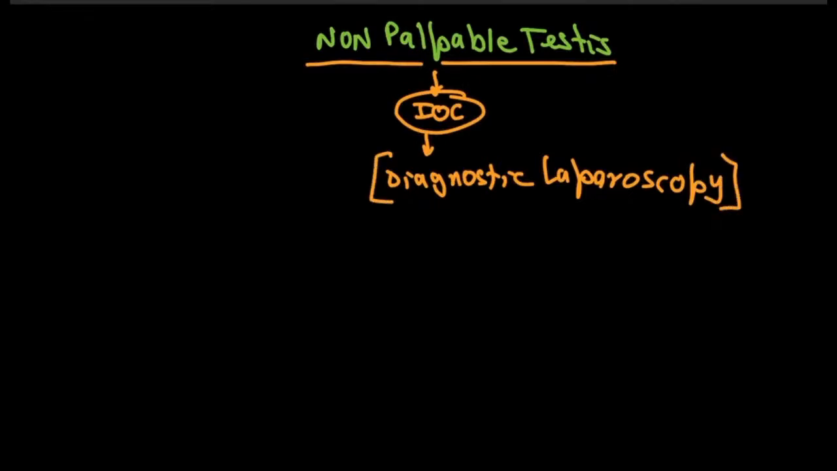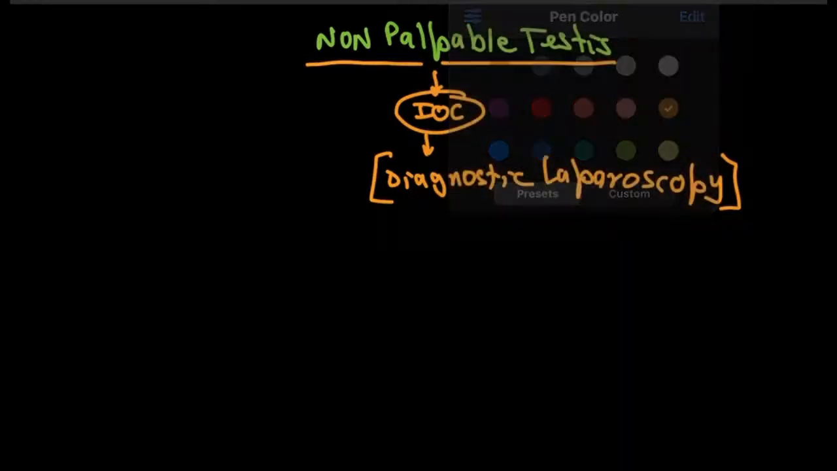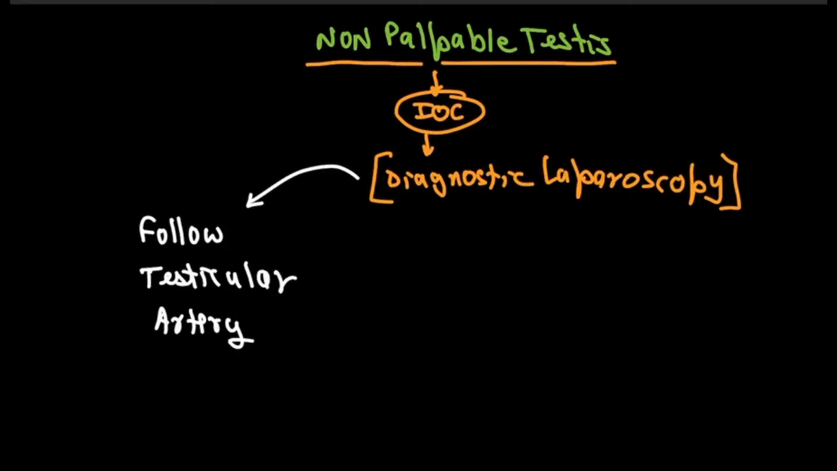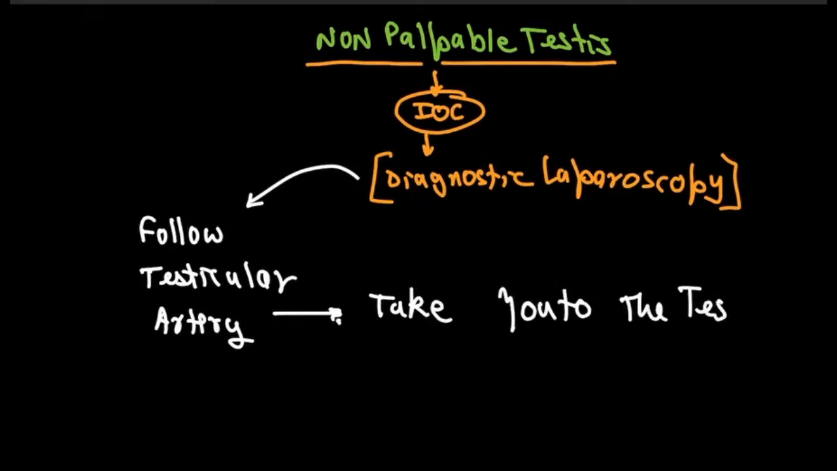You'll have to put your scope inside the abdomen and try to find the testes. But how will you find the testes, guys? I mean, such a big abdomen. Once you perform the laparoscopy, you should follow the testicular artery. Wherever the organ goes, it takes its blood supply along with it. So you follow the testicular artery and this will take you to the testes. I hope you get this point, right?